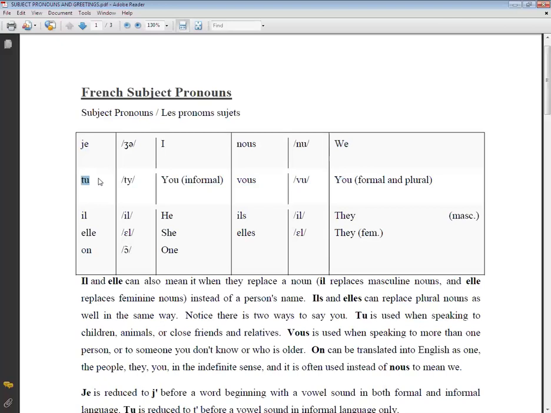Now, you know in English we have "you". You singular, it means "you" does not change, right? "I" changes to "we". "He" is changing to "they". "She" is changing still to "they". "They" is already plural.